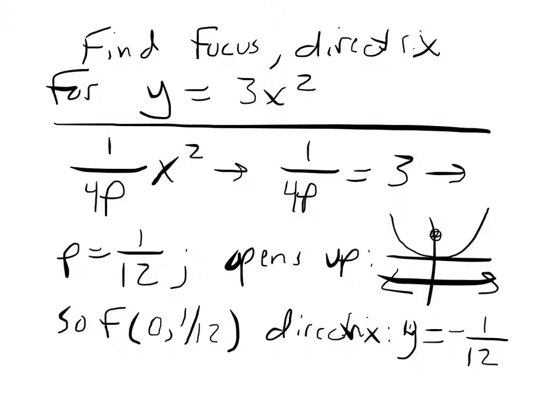So suppose you're asked to find the focus and directrix for something like y equals 3x squared. y equals 3x squared opens up, so then I know I'm in the form of y equals 1 over 4p x squared. That's going to mean that 1 over 4p has to equal that 3. Solve that for p, so then I get p is 1/12. So if I open up, my focus is going to be here in the middle of the bowl, so the coordinates for my focus are (0, 1/12). My directrix is going to be below the x-axis, 1/12 of a unit down, so my directrix is y equals negative 1/12.